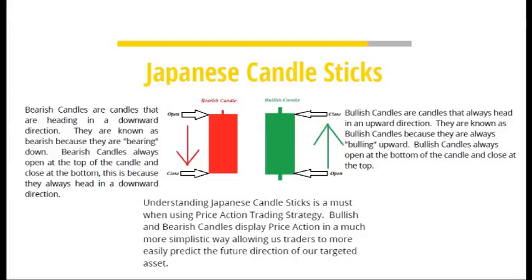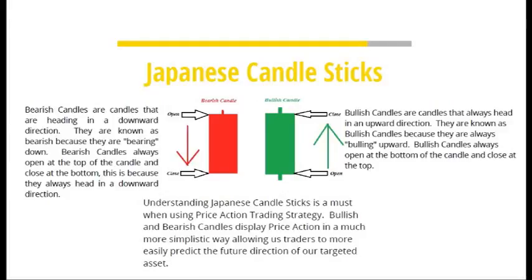Before we dig a little bit deeper, we're going to talk about some Japanese candlesticks. There are two different types of candlesticks that you can expect. When using price action trading strategy, you want to use the Japanese candlesticks. You don't want to see any line plot or dot plots. You want to see the live price of the asset that we're watching.